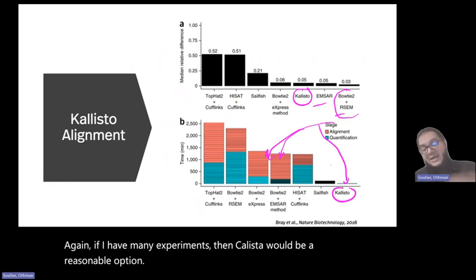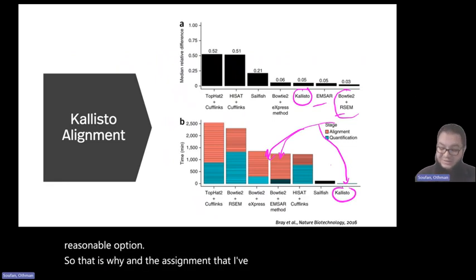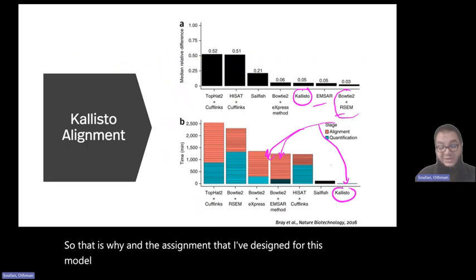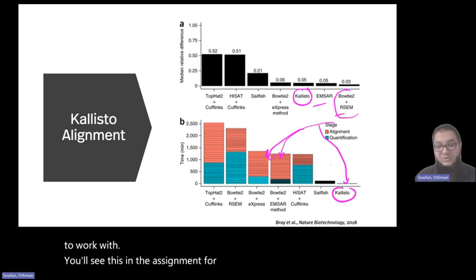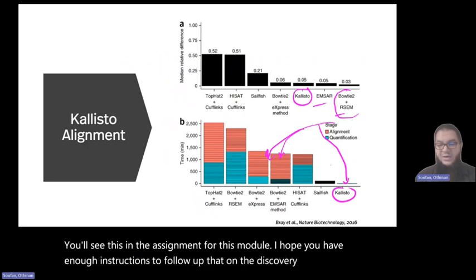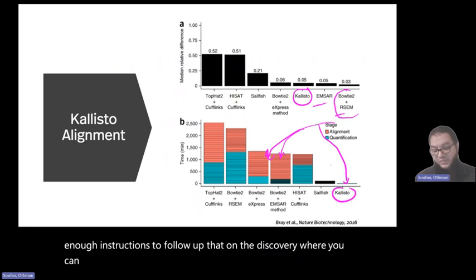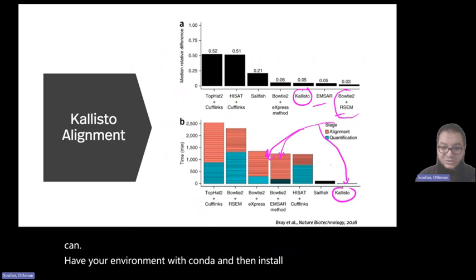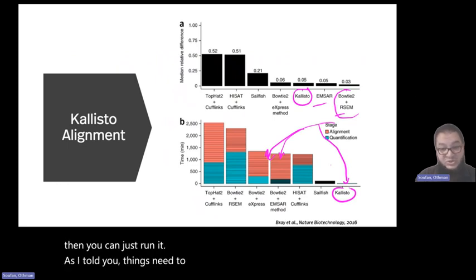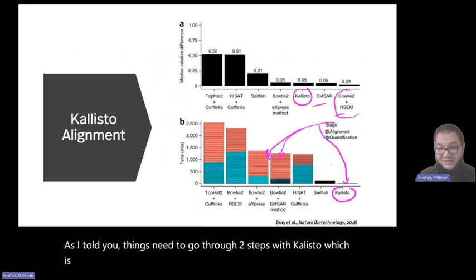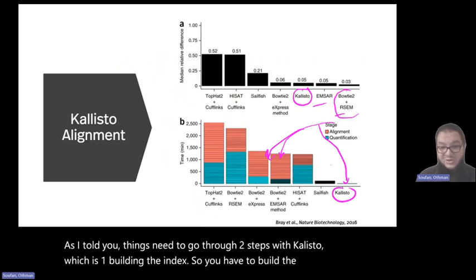So that is why the assignment that I've designed for this module is based on Kallisto. And I think it's a very good solution to work with. You'll see this in the assignment for this module. I hope you have enough instructions to follow up on the discovery, where you can have your environment with Conda and then install Kallisto, and then you can just run it. As I told you, things need to go through 2 steps with Kallisto, which is one, building the index. So you have to build the index based on the transcriptome file.